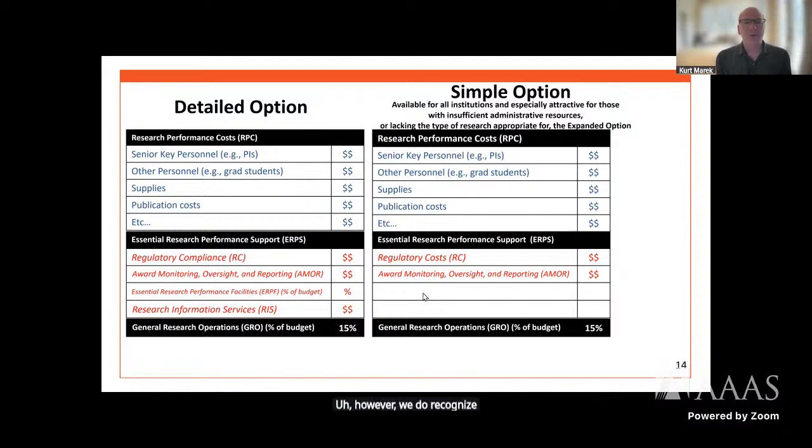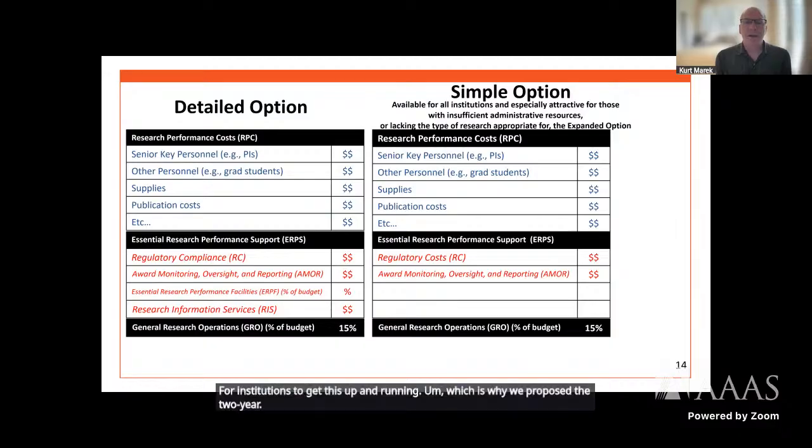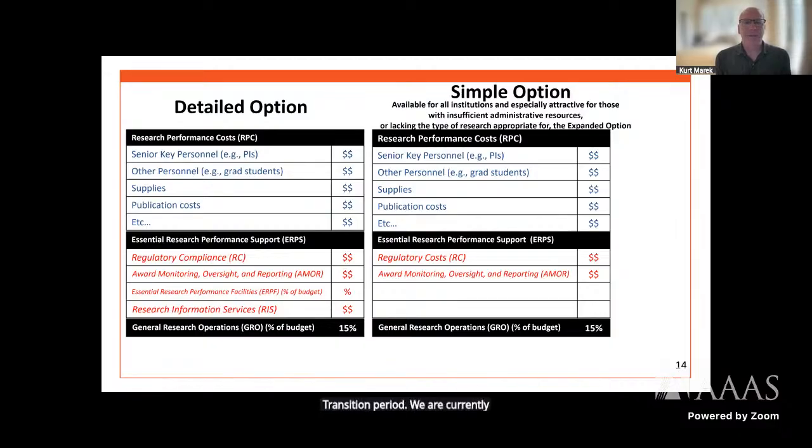However, we do recognize that it will take some time for institutions to get this up and running, which is why we propose the 2-year transition period. We are currently developing 2 spreadsheets. The first one will give institutions the ability to start estimating what the percentages for different types of research would be based upon their own analyses that they've mostly already done with their space surveys. And that'll give people the opportunity to do a high level analysis and then a high level estimate to compare what individual project budgets would look like under the current F&A model, under the detailed option of the FAIR model, and under the simple option of the FAIR model.